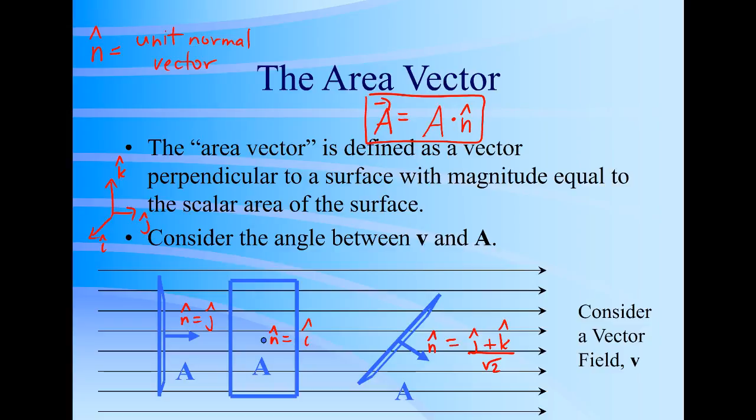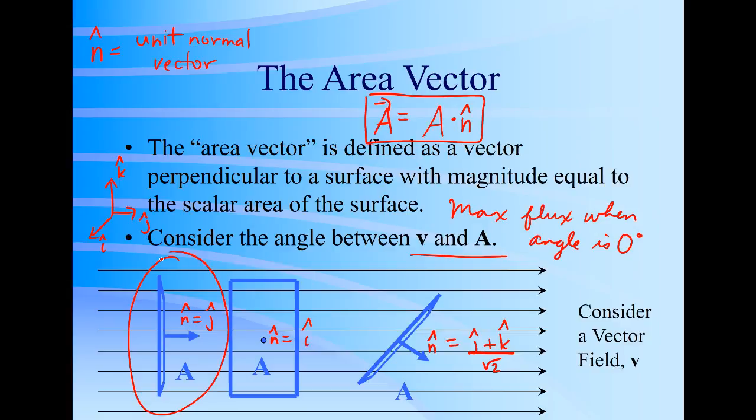And what we want to do is think about the angle between the field vector and the area vector. If we look at this, which angle do we have maximum flux for? We have maximum flux when the angle is 0 degrees. If you look at this first case right here, the field is going to the right, that's V, and the area vector also points to the right. Both of them are in the j hat direction. So that's where we have the maximum flux. And we have 0 flux when the angle is 90 degrees.